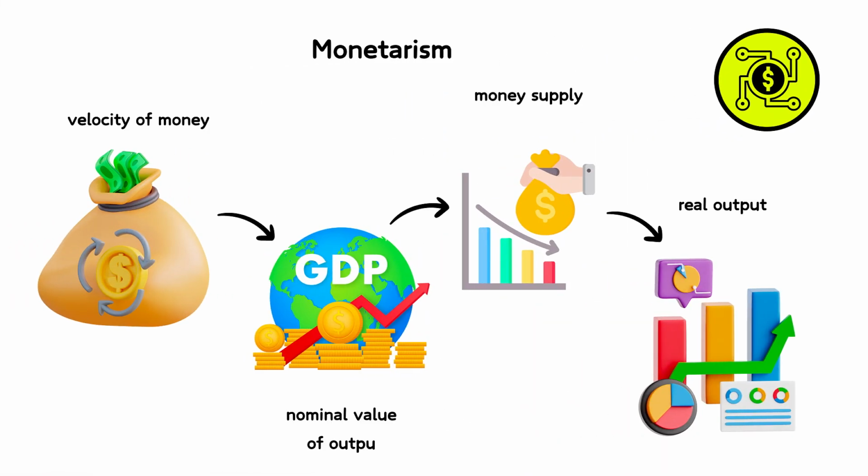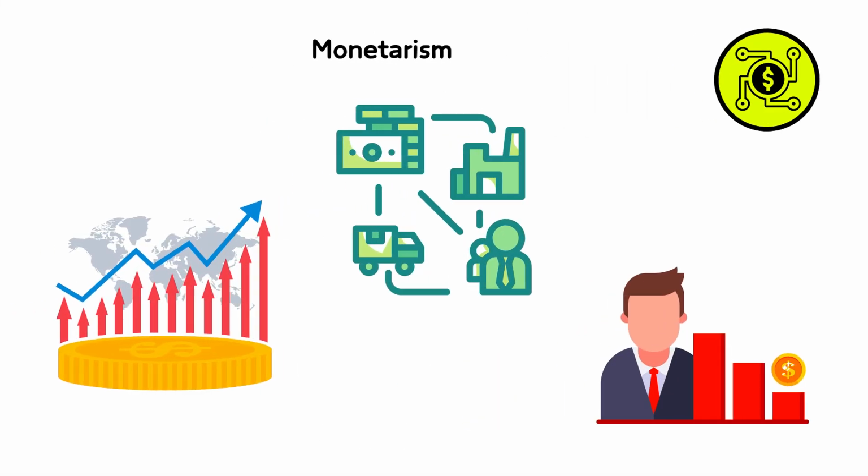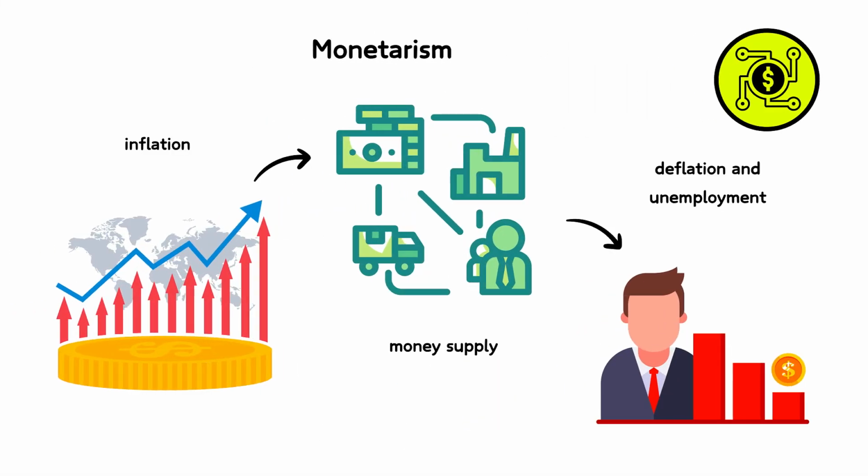Monetarists believe that the velocity of money, the rate at which money changes hands, is relatively stable. Therefore, any change in the amount of money in an economy directly affects the nominal value of output. For instance, if the money supply grows faster than real output, prices will rise, leading to inflation. Conversely, if the money supply is too tight, it can lead to deflation and unemployment.